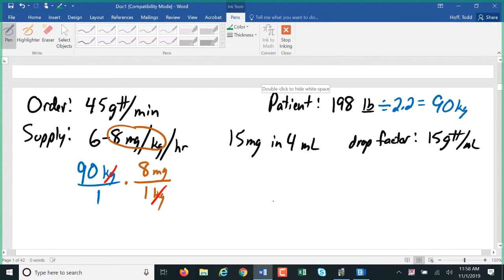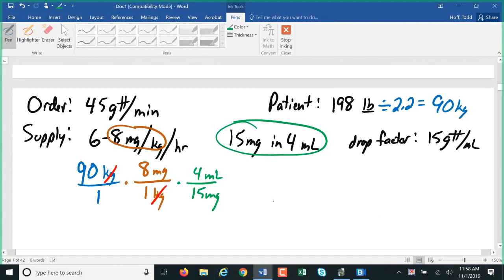We currently have milligrams on top, so to get rid of that, use our supply here of 15 milligrams. 15 milligrams goes on bottom in 4 milliliters. 4 milliliters goes on top. Canceling out the milligrams.